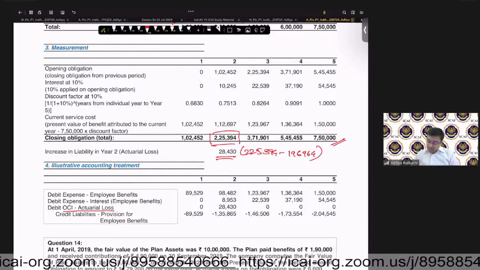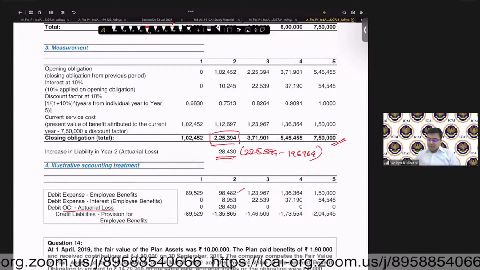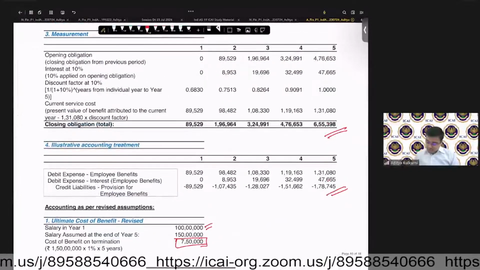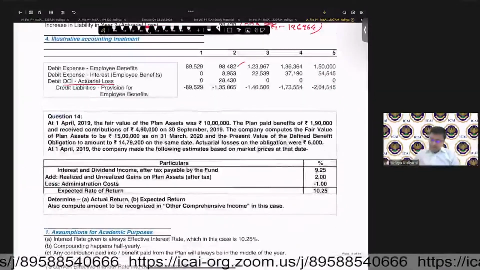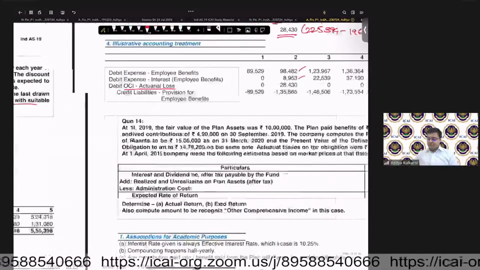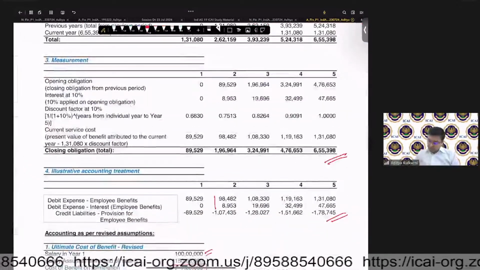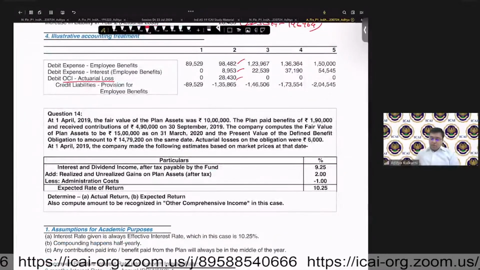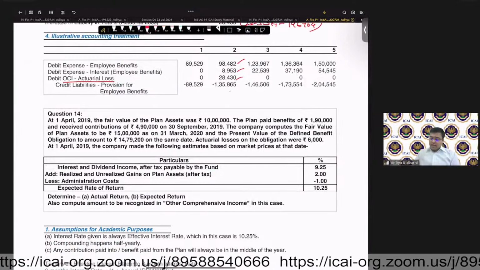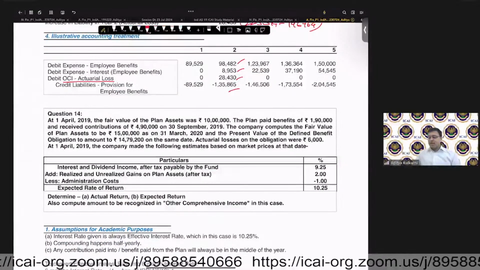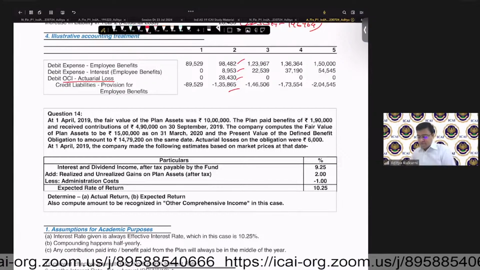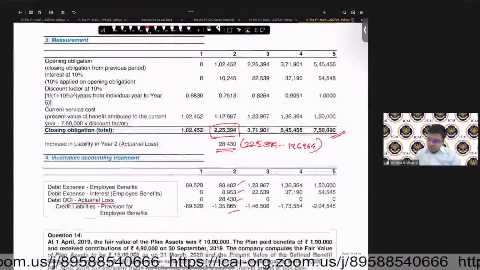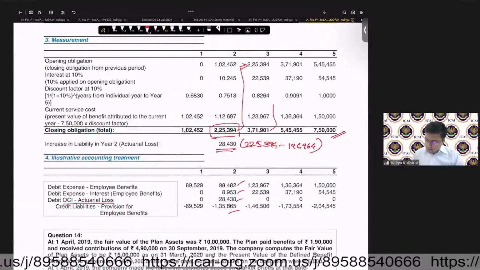So this will be employee benefit expense account debit 98,482. Yes, the first one. Interest 8,953. So that is the same one. These two getting recorded there. OCI actuarial loss 28,430 and credit provision for employee benefits 1,35,865. Yes, going forward, the new plan itself will be applicable.